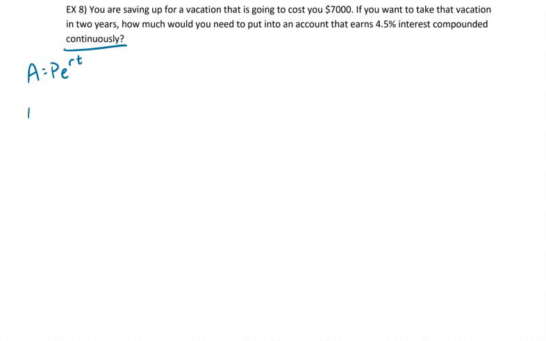So I'm going to go ahead and write down all of our variables. A is how much at the end. We want 7,000 at the end of this. P is how much to put in now. We don't know. R is 4.5%, so 0.045. And T is the number of years it's going to be in there, in this case 2 years, because that's when we want to take the vacation.